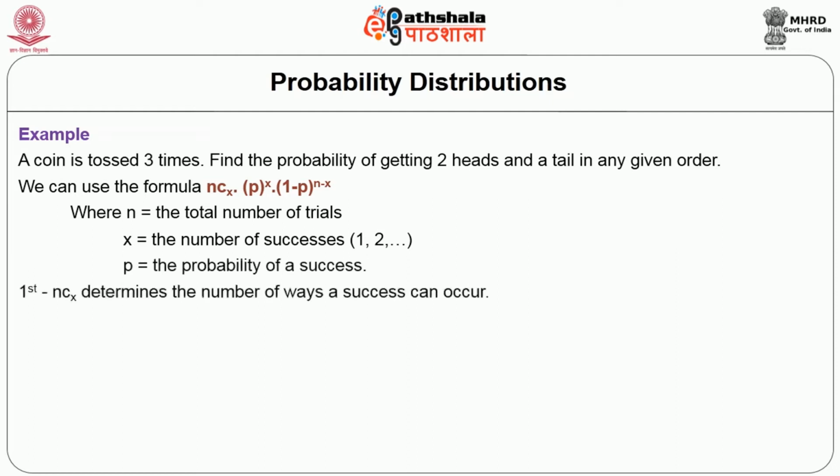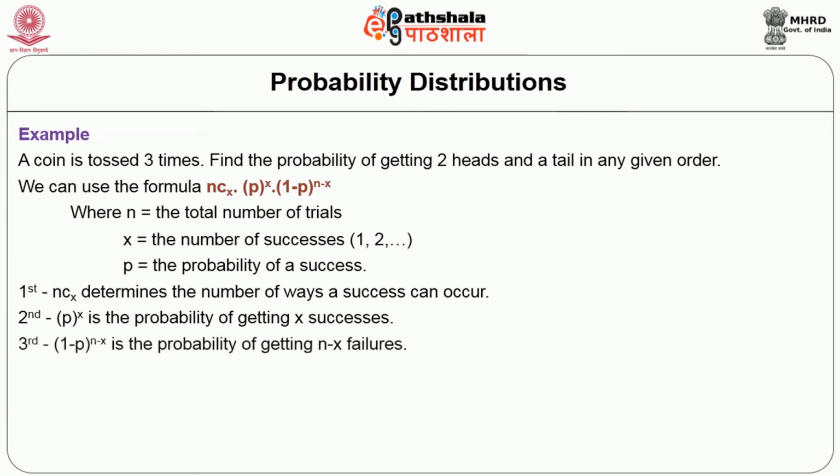Let us understand one by one how to determine the possible results. So first step, you have to determine the n combination x. That means to determine the number of ways success can occur. The second is you need to find out the p to the power of x, that is probability of getting x successes. And third step, you have to calculate 1 minus p to the power of n minus x, that is the probability of getting the n minus x failures.